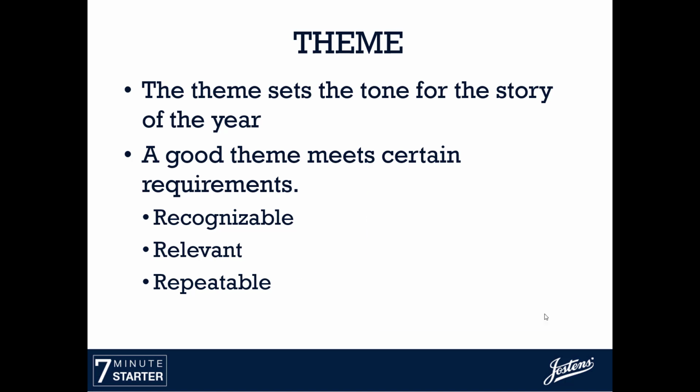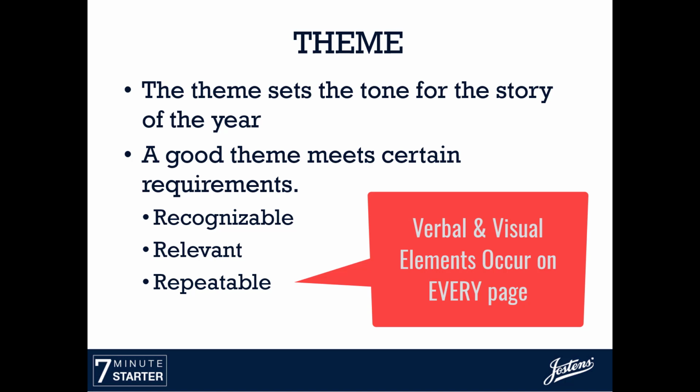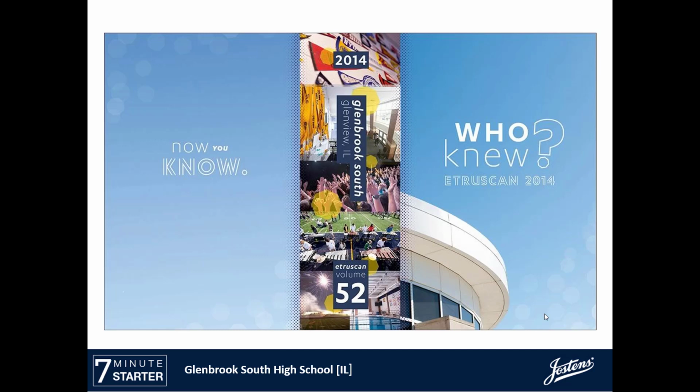And then repeatable. And I talked about this a little bit before, but the theme should be used repeatedly on different pages, or different elements of our theme should be used and repeated throughout the book. So what we're going to do now is look at some books and their themes and look at how those themes are carried throughout the book. So how are they repeatable? How are they relevant? And how are they recognizable? What are the elements of the theme that we can pick out?